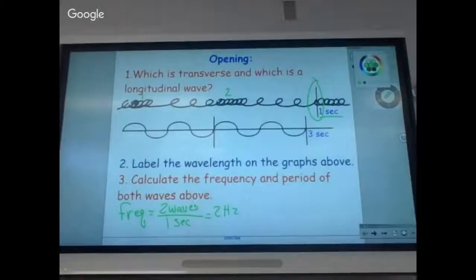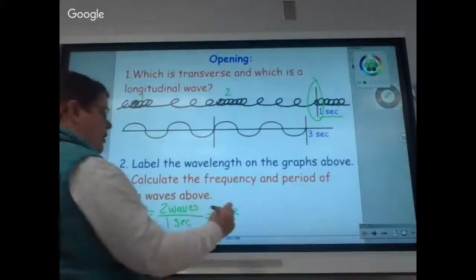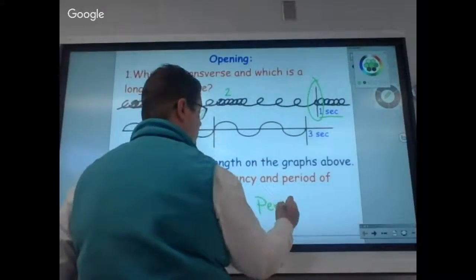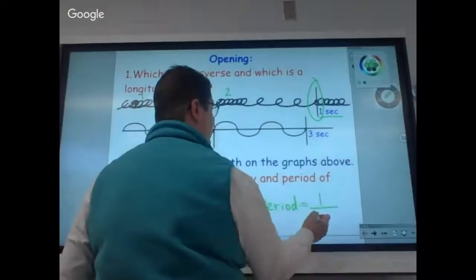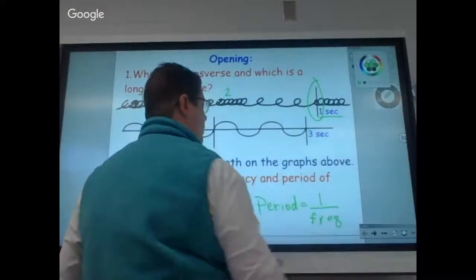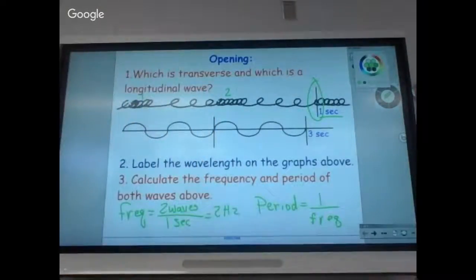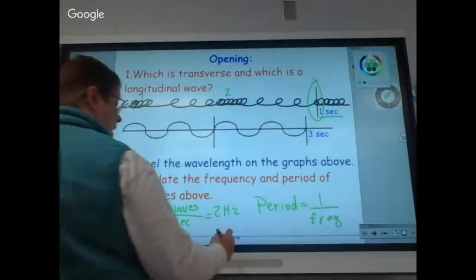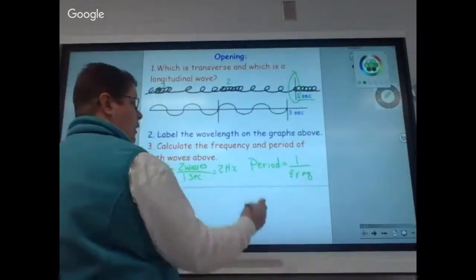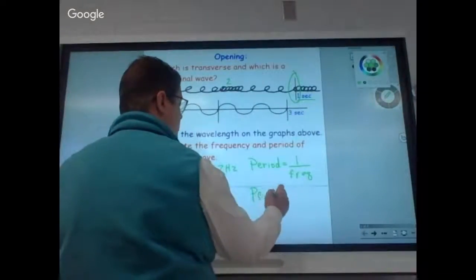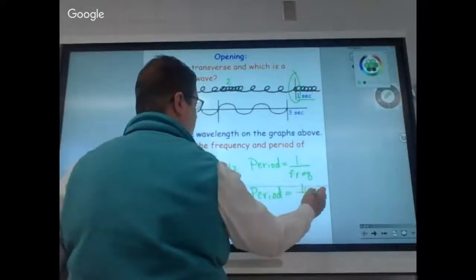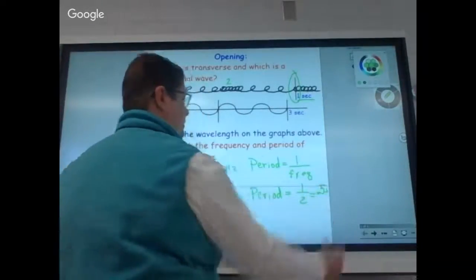Now, how would I find the period for that? I heard Alizé and she's right. What about the rest of y'all? All right, it's 1 over the frequency. Now, a couple people said yesterday, Ms. Wall, where do you get that 1 from? Where does that 1 come from? The first wave. It's the formula. Okay, that is the formula. I didn't get it from anywhere. That's the formula. So period equals 1 over 2, which is 0.5 seconds.